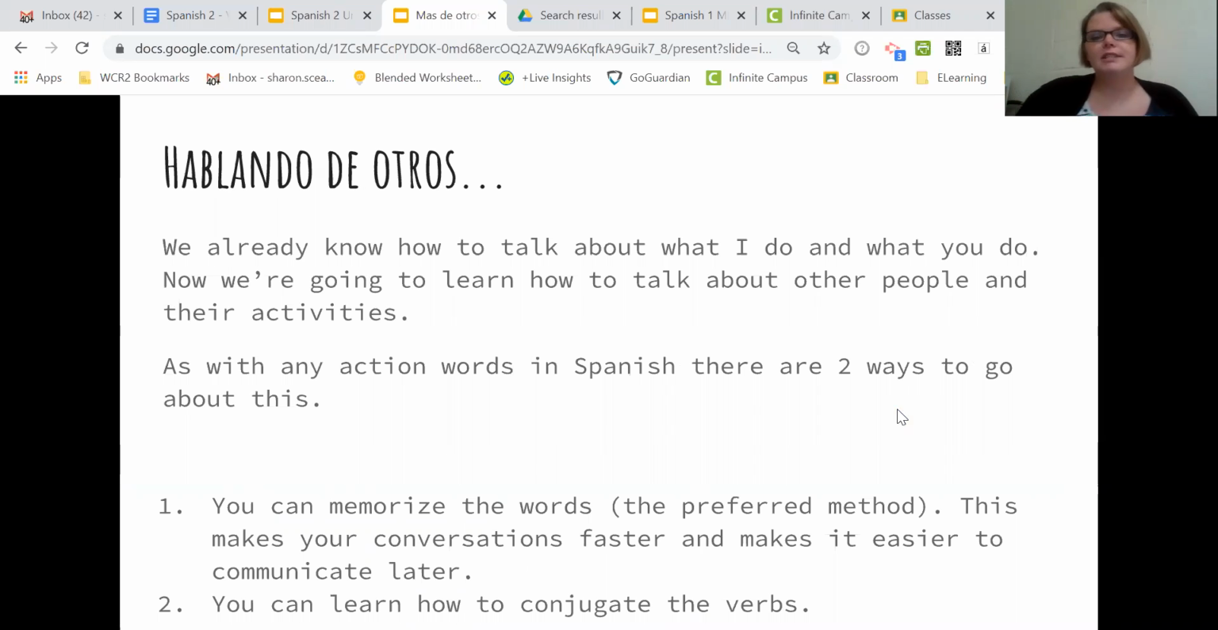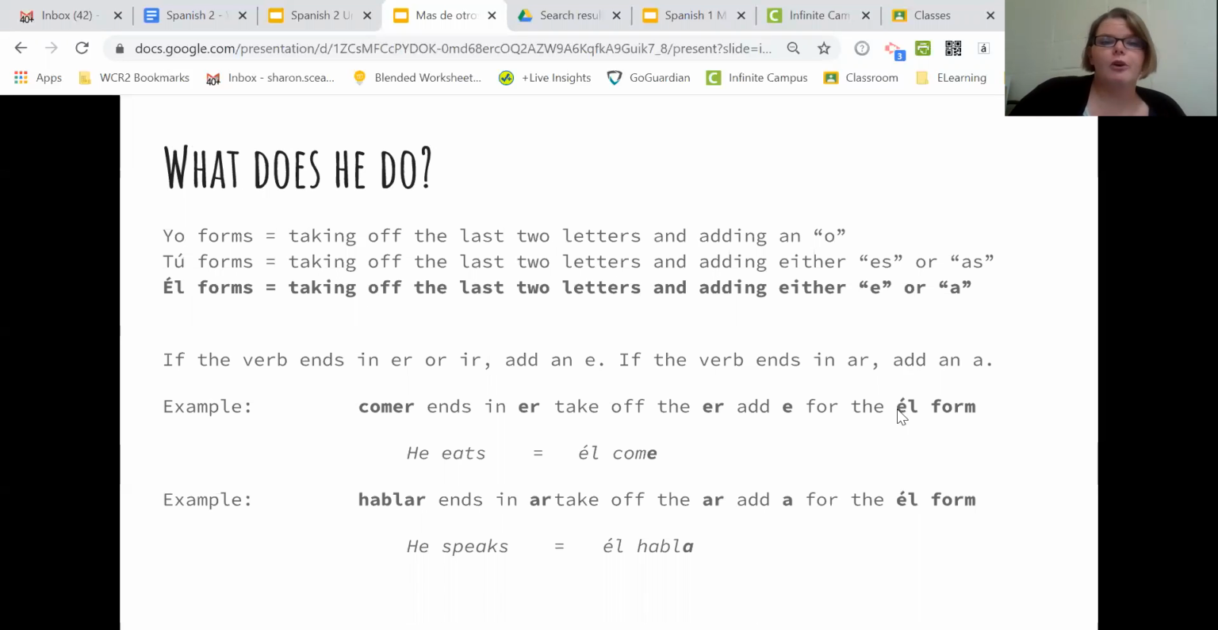As with any action word in Spanish, there are 2 ways to go about this. You can memorize the words, which is the preferred method, makes your conversations faster, and makes it easier to communicate later, or you can learn how to conjugate the verbs. So, the yo forms, you take off the last 2 letters and add an O. The tú forms, take off the last 2 letters and add ES or AS. ES for IR and ER verbs, AS for AR verbs. For the él form, you take off the last 2 letters and add either E or A. E for ER and IR verbs, A for AR verbs.